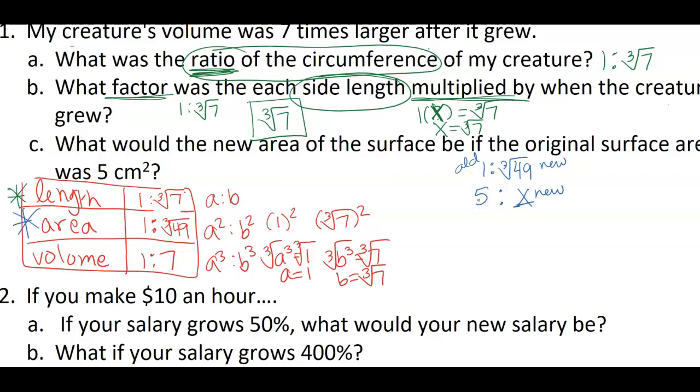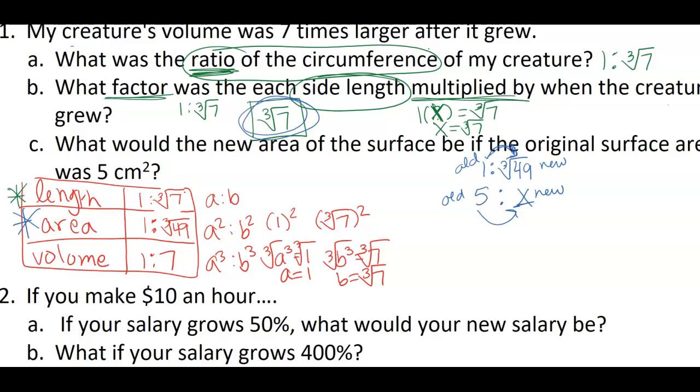So here's what I know. I know the area is supposed to go from 1 to the cube root of 49. And then they're asking me, well, if it's 5, what does it get turned into? So there's kind of two ways to do this. One way is if you really understood this part up here and that the ratio from 1 to cube root of 7 just means multiply by the cube root of 7, then when you look at this one and it says 1 to the cube root of 49, you might think that just means multiply by the cube root of 49, and that's what you'll do to 5 to get the new value.